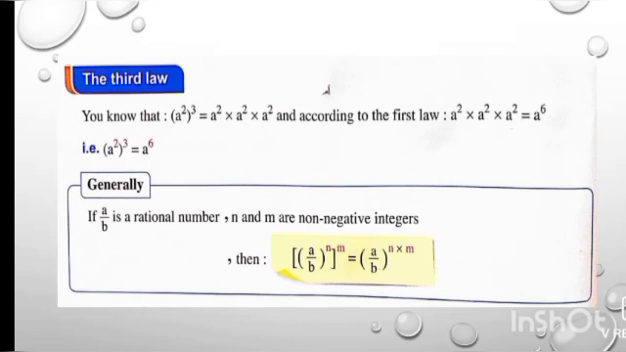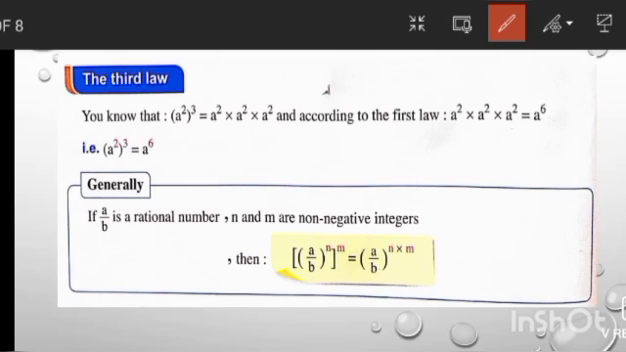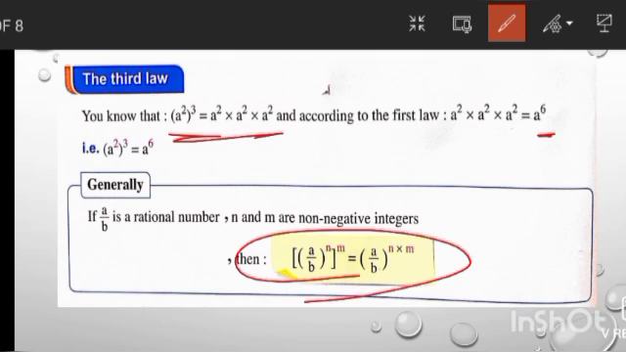The third law: (a^2)^3. We repeat a^2 three times, so it equals a^6, so we multiply the powers 2 times 3. Generally, ((a/b)^n)^m is equal to (a/b)^(n×m). We multiply powers.